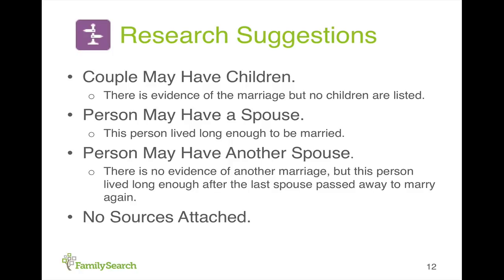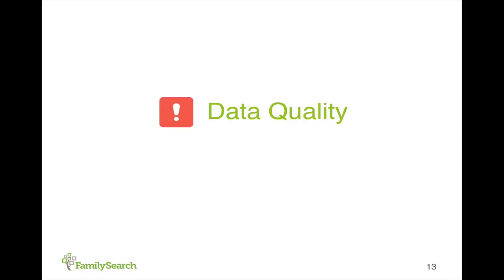A couple may have children. There's evidence of a marriage, but we have no children listed. Person never married. Person lived long enough after the first spouse died to remarry, but we show no evidence of a second marriage. And finally, no sources attached. So those are just some of the suggestions and hints that we give you around the data.